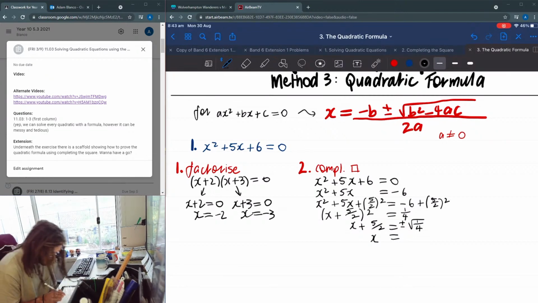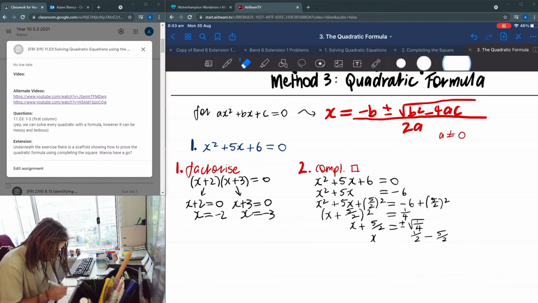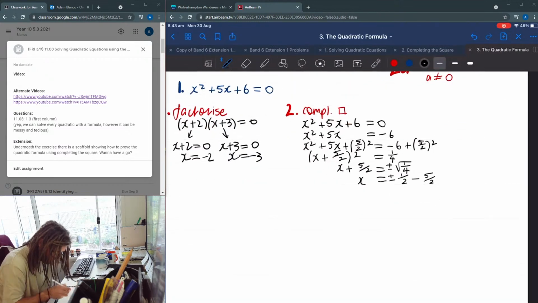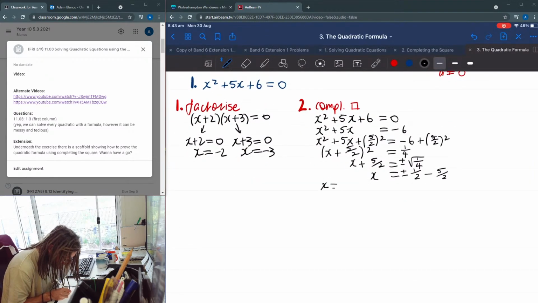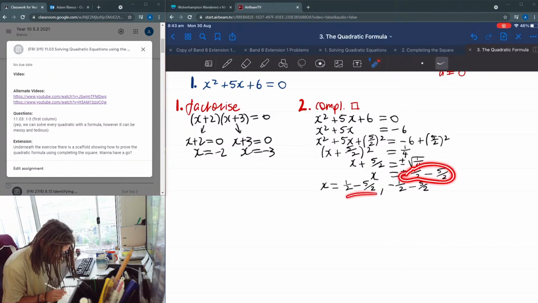Square root of 4 is 2. So that's really plus or minus a half minus 5 on 2. Now, let's go with our 2 cases. Either x equals a half minus 5 on 2, or it equals minus a half minus 5 on 2. So I've just written this and this here and here.